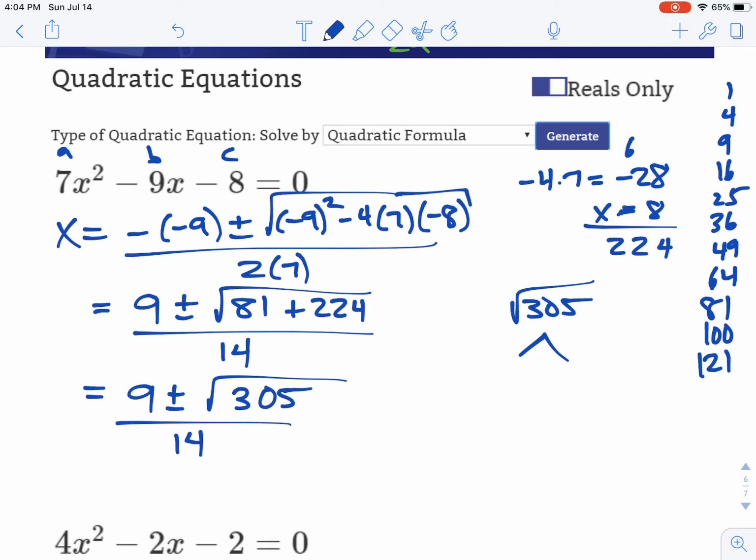I know 100 is not going to work. That one's pretty clear. 305 divided by 121, it seems like that's not going to work either, and it doesn't. 305 divided by 81 does not work. 305 over 64 does not work. 305 over 49, yeah, it seems like nothing is working so far. This might just be our final answer, which is totally fine.